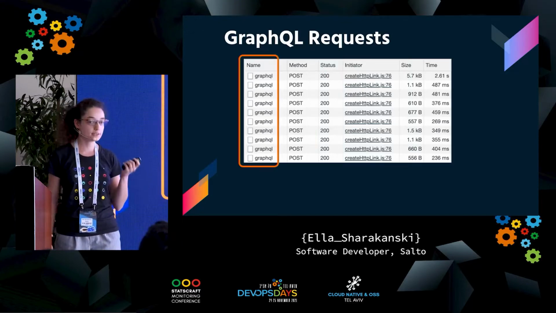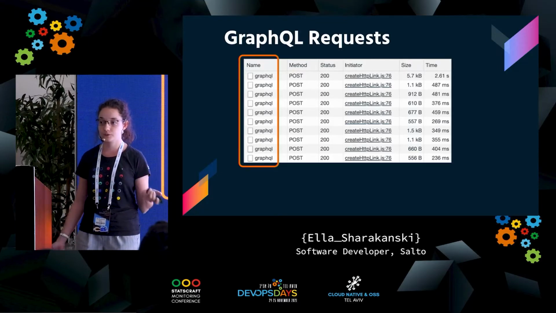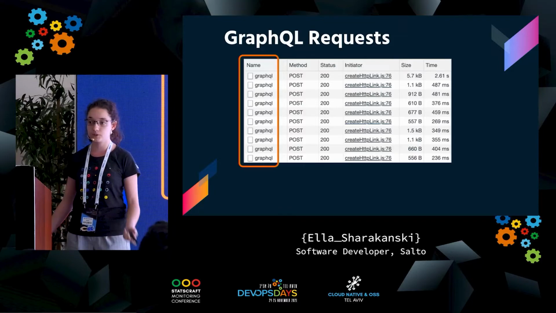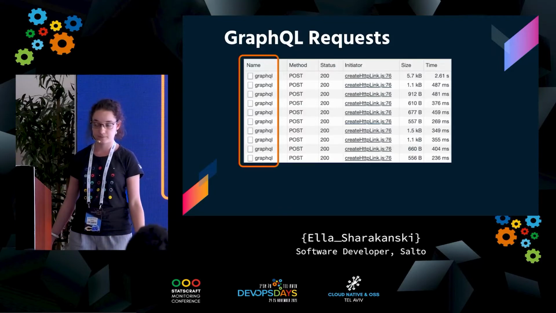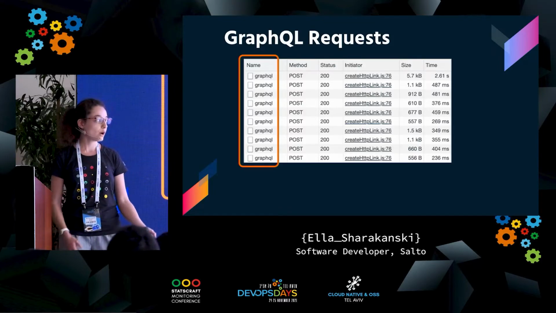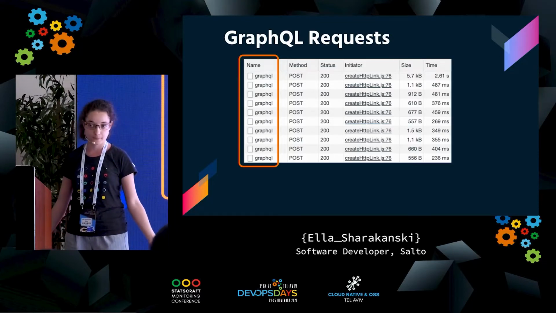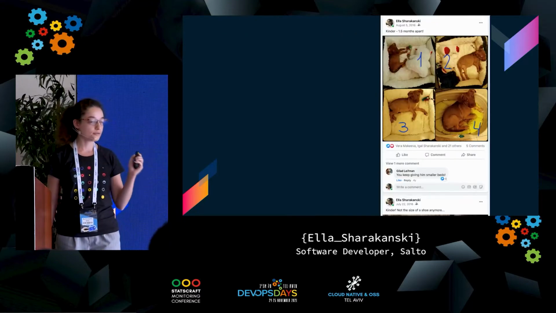Next, the URL. It's always /GraphQL, and it wouldn't really make sense to have the resource in the URL because we can actually ask for multiple resources in one request. Okay, but why do we care that the metadata of GraphQL requests is less informative? So let's go back to our Facebook example.